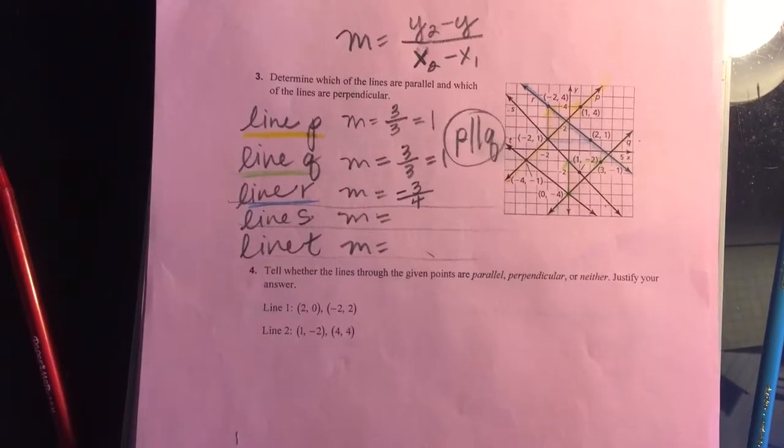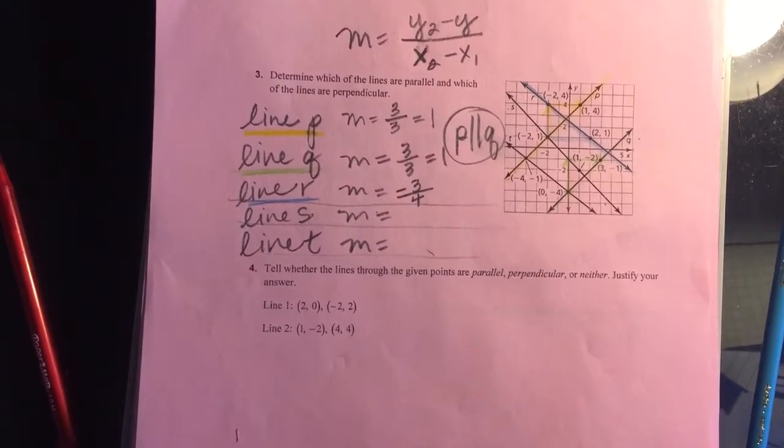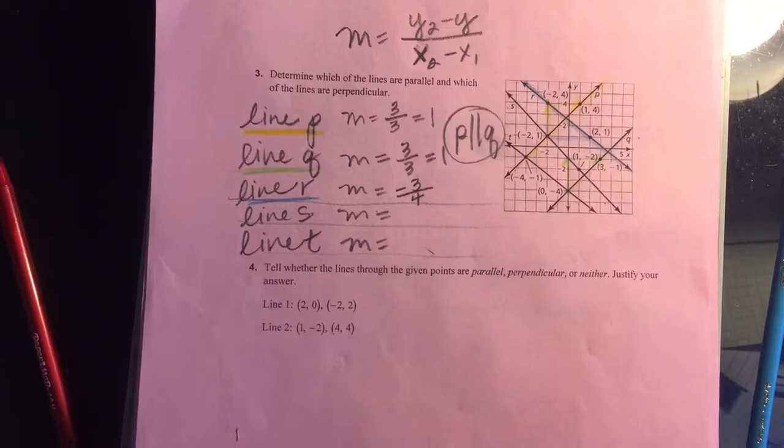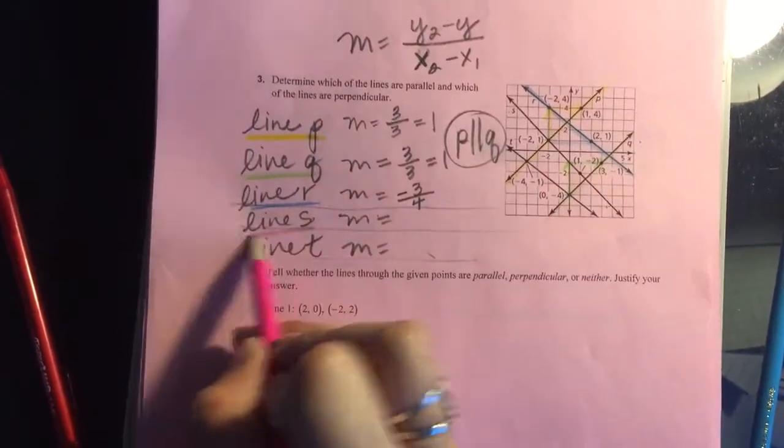Is there anything here that I need to back up to? Anything that you guys are missing? I'm going to move on to line S.